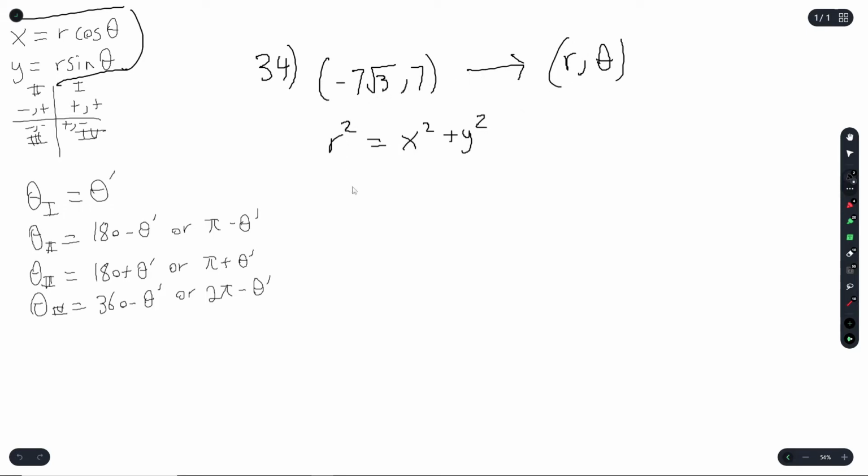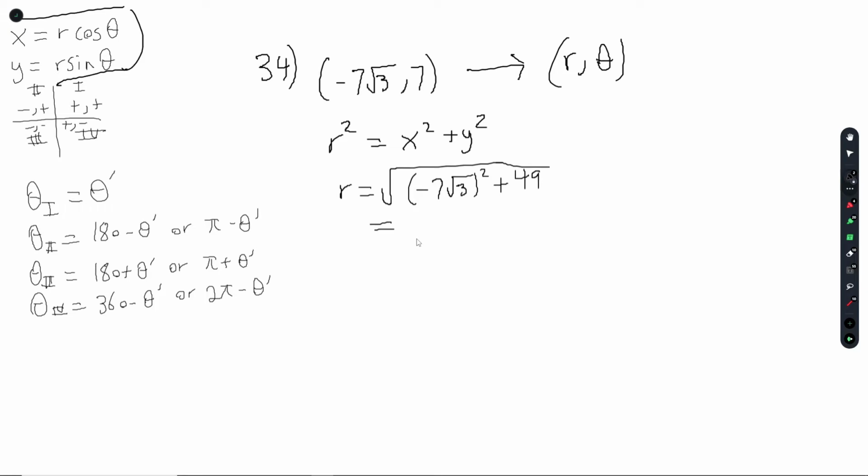So for r, it will be r is equal to the radical of negative 7 radical 3 squared plus 49. Then you do this on the calculator: negative 7 radical 3 squared plus 49, which gives you r equals plus or minus 14. It's always plus or minus.